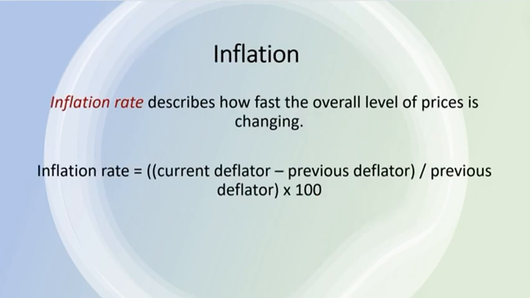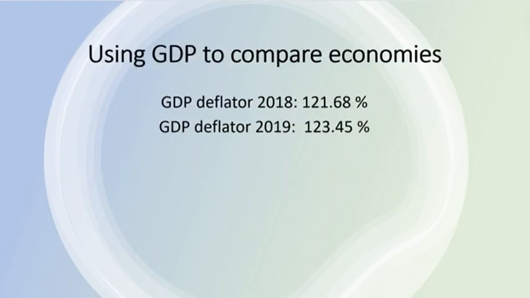Similarly, we can calculate the measure of inflation using the deflator that describes how fast the overall prices of the economy are changing. The inflation rate is equal to the current deflator minus the previous deflator, divided by the previous deflator again, and then multiplied by 100 to get it back into percentage points.